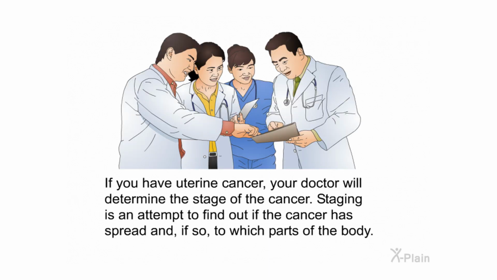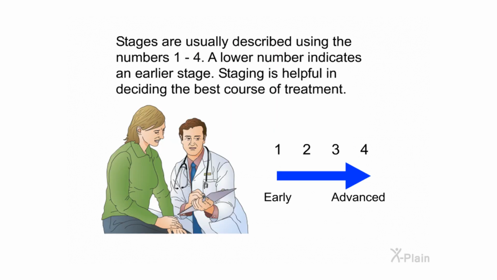Staging. If you have uterine cancer, your doctor will determine the stage of the cancer. Staging is an attempt to find out if the cancer has spread, and if so, to which parts of the body. Stages are usually described using the numbers 1 through 4. A lower number indicates an earlier stage. Staging is helpful in deciding the best course of treatment.